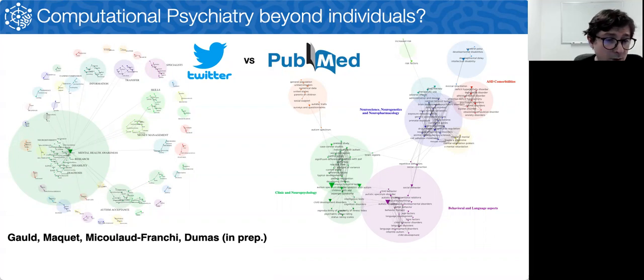So maybe we should also use those computational methods beyond individuals to better inform the psychiatry ecosystem, as I mentioned, that also includes policymakers and patient associations and so on.